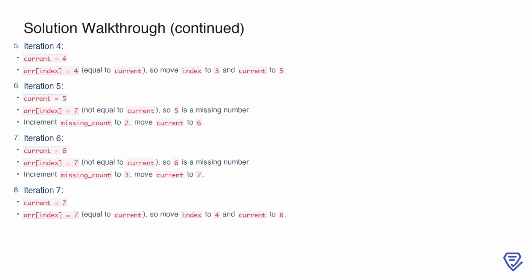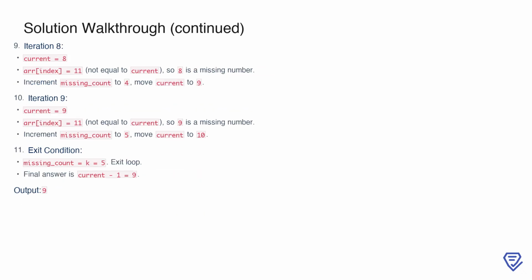For the seventh iteration, current becomes 7, which matches the array value at index 3. This means 7 is not missing, so we move index to 4 and current to 8. At this point, in the eighth iteration, current is 8, which does not match the array value at index 4, which is 11. This means 8 is a missing number. We increment missing_count to 4 and move current to 9. In the ninth iteration, current is 9, and the array value at index 4 is still 11.